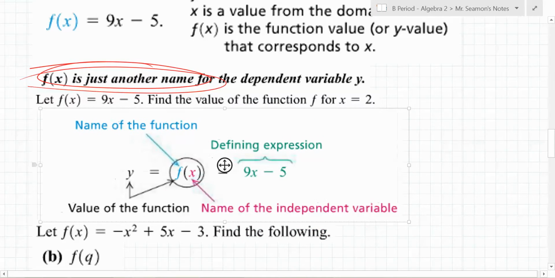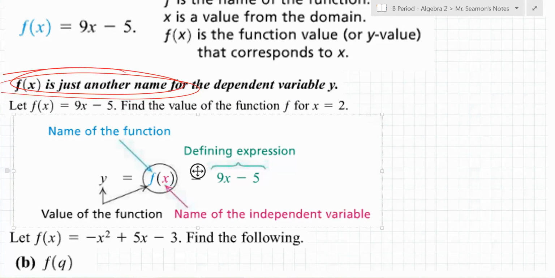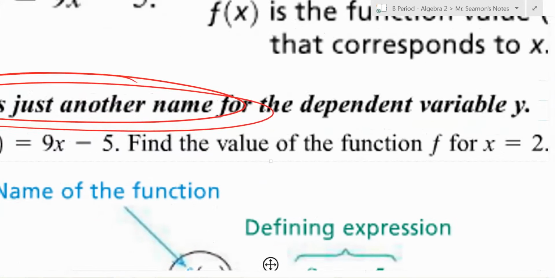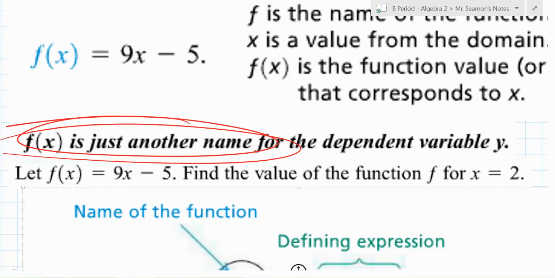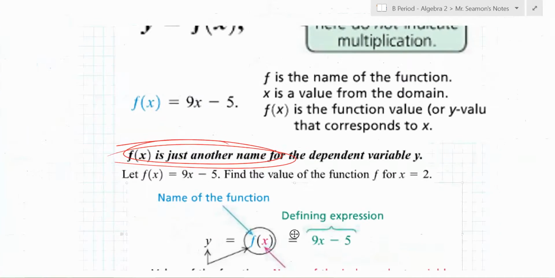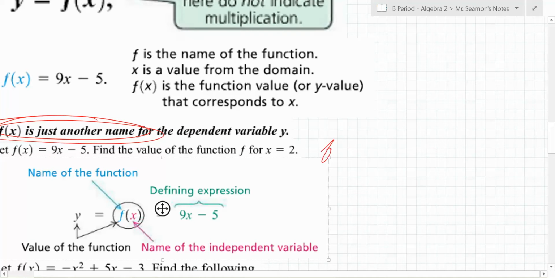So let's say we wanted to, for example, do this one right here. The spacing got a little messed up in my paste. Let f of x equal 9x minus 5. Find the value of the function f when x equals 2. What is this question asking us to do? When x equals 2, so f of 2, where do you plug it in? What's 9 times 2? What's 18 minus 5? 13. So f of 2 is equal to 9 times 2 minus 5, which is equal to 13.